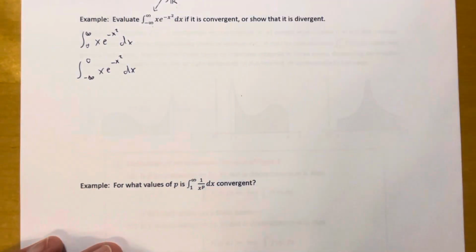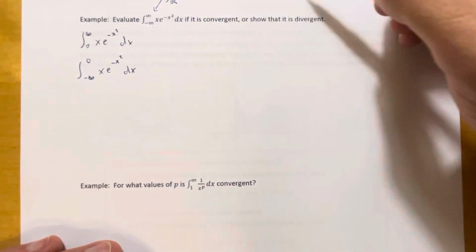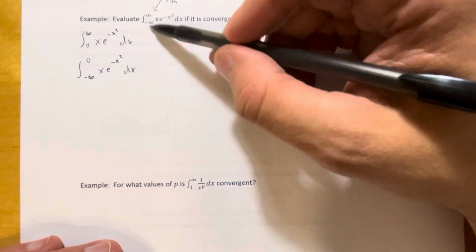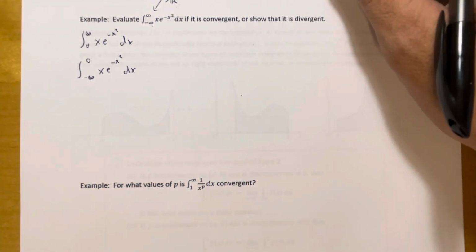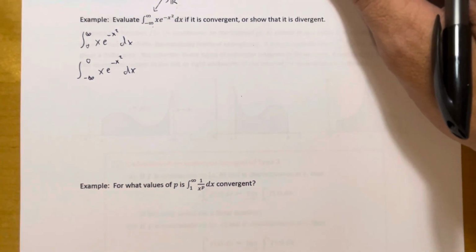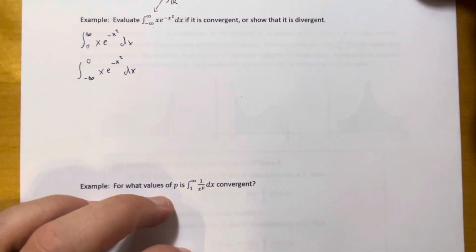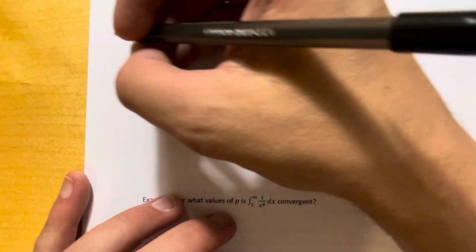Okay? If both of these are convergent, then I can add them together to get this integral, and that would be my answer. So my goal is to show that they're convergent and also what they're equal to. To pull this off, I need a u substitution. So I'm going to write off to the side here.